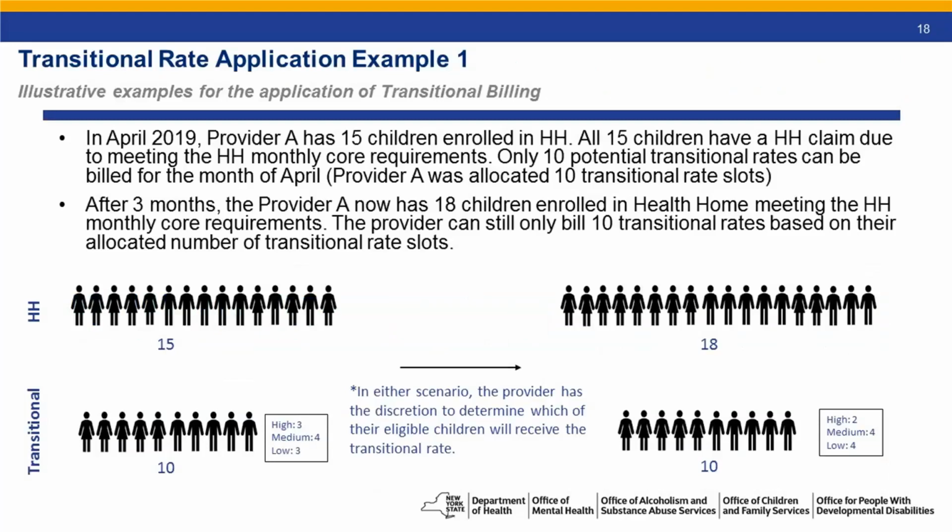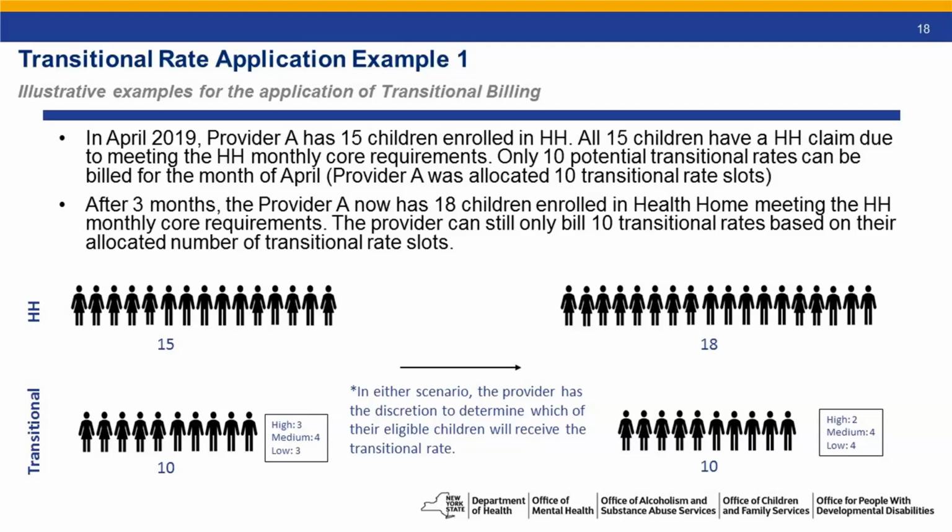So here we have the first example, and in the first example, in April of 2019, provider A has 15 children enrolled in their health home. All 15 children have a health home claim due to meeting the health home monthly core requirements. Only 10 potential transitional rates can be billed for the month of April. Provider A was allocated those 10 transitional rate slots when they received their letter from the Department of Health telling them how many they had, and that number doesn't waver over the 2 years of the transition.